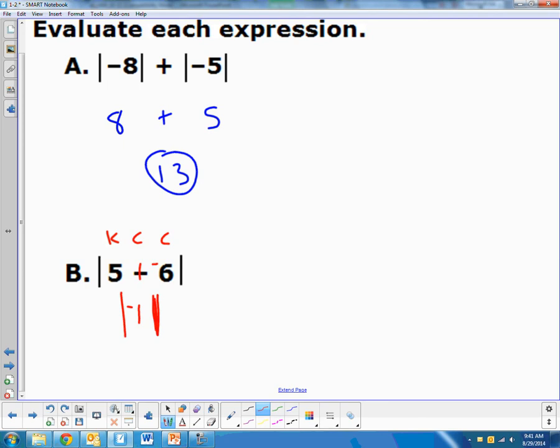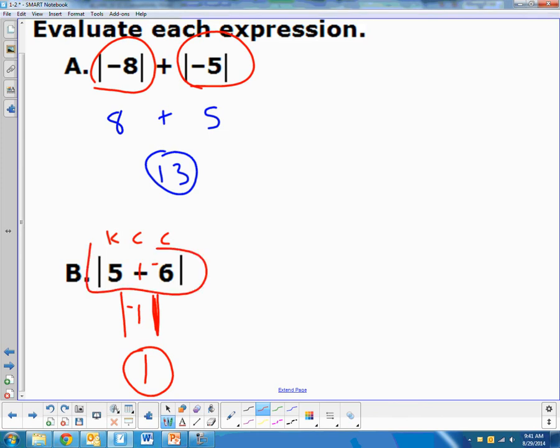So now we've taken 5 minus 6. Now that we have one number in between those absolute value bars, I can take the absolute value. Absolute value of negative 1, negative 1 is 1 away from 0. Our final answer of 1. So if there's one number in between the absolute value bars, like in this case here and in this case here, go ahead and just take the absolute value. If there's more than one number in the absolute value bars, you have to figure out what that is first before you can take the absolute value.